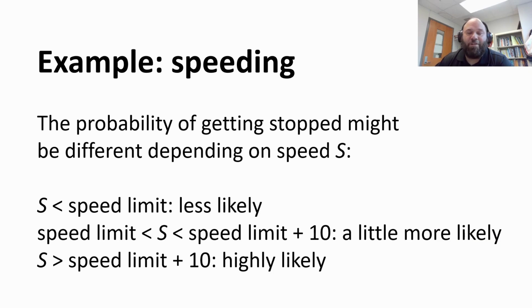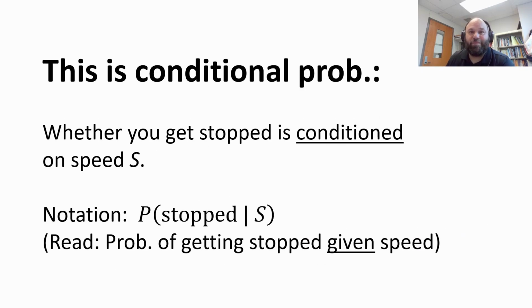Right? So we've got a random driver, and the probability of them getting stopped might be different depending on what their speed is. So we're going to think about, since the driver is random, their speed is random. So if S is their speed, if S is less than the speed limit, they're less likely to be stopped in general. If their speed is 10 miles or less above the speed limit, maybe a little more likely, but also not terribly likely. But if they're driving more than 10 miles above the speed limit, I'd say they're highly likely to get pulled over. This is what we mean by conditional probability.